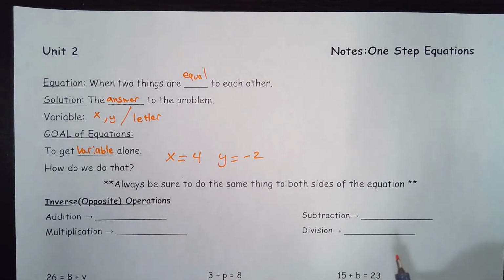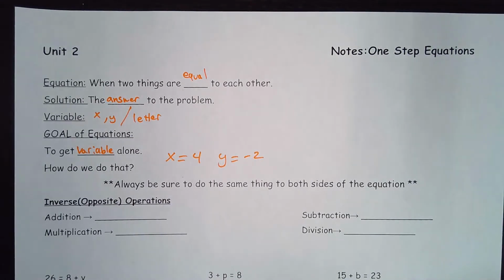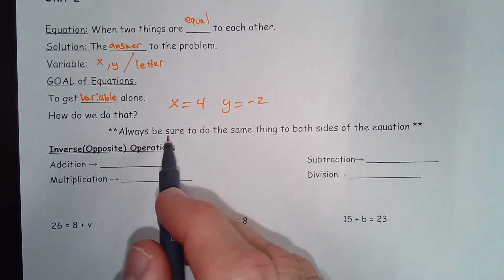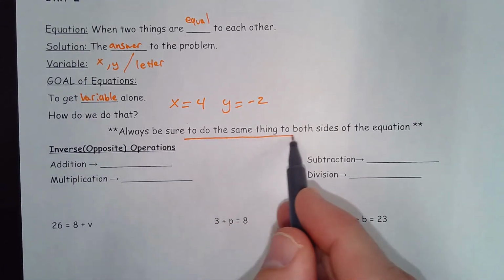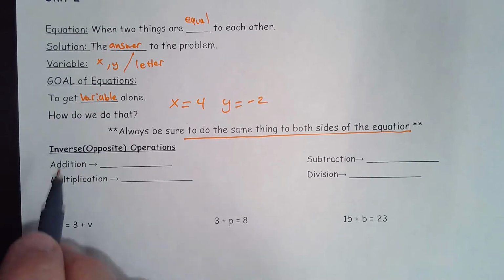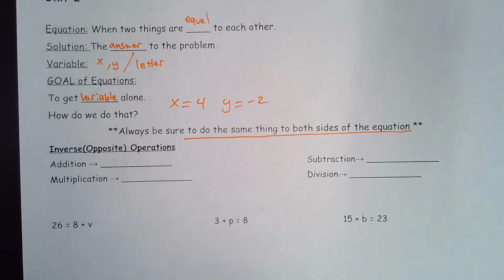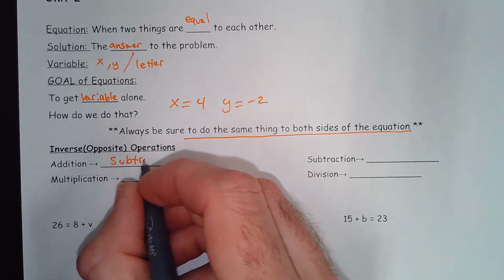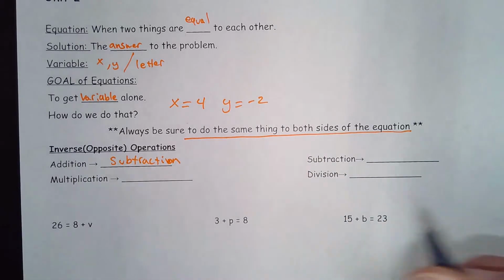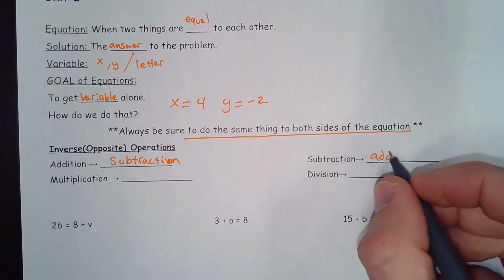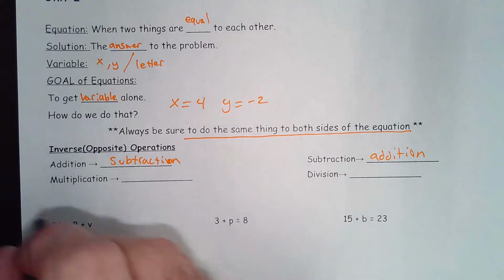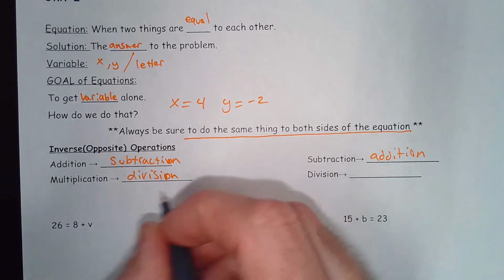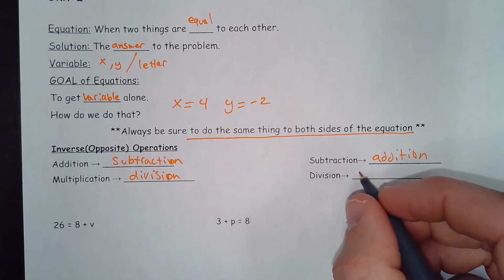Get that variable alone. All right, how do we do that? We need to make sure that we're always doing the same thing. Be sure to do the same thing to both sides of the equation. And then we use the inverse or opposite operations to do that. The opposite of addition is subtraction. The opposite of subtraction is addition. The opposite of multiplication is division. The opposite of division is multiplication.